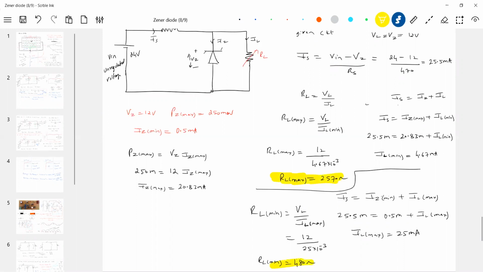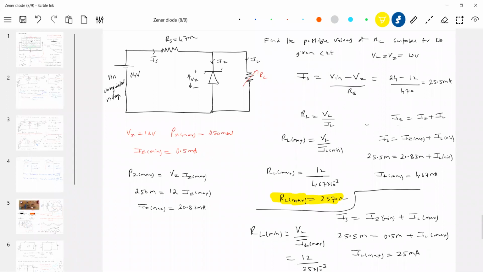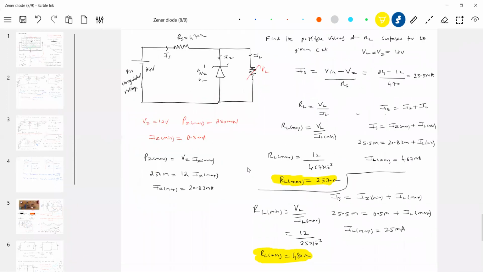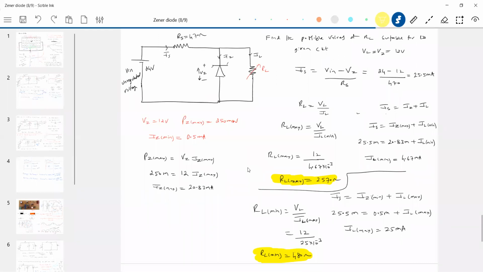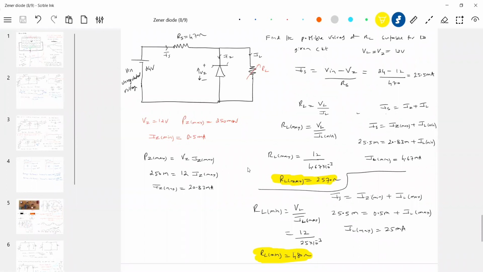Sir, you only said RL is fixed here. Before coming to this one experiment, you have a Zener diode with a rated voltage of 100 and you have a value of RS 470 ohm. Then can you connect any load here? I'm asking a very simplified question. Any load means no. What loads can you connect? Only loads whose value of RL lies between 2570 ohm and 480 ohm are suitable for this particular circuit.